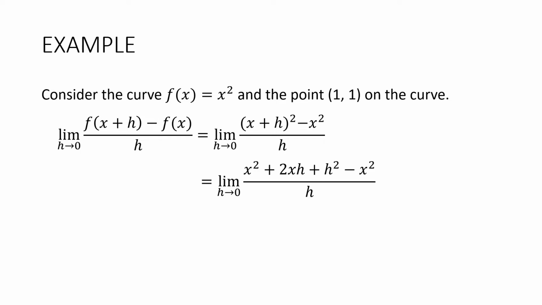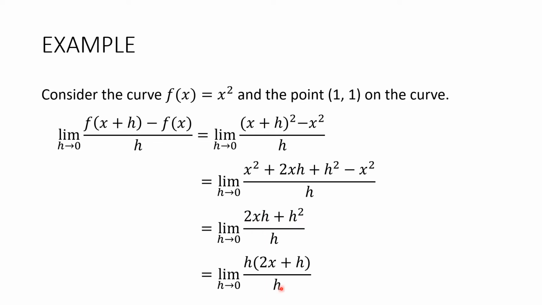Expand this out. This is x squared plus 2 times x times h plus h squared. Take away x squared. Make sure that makes sense to you. We can cancel these x squared terms and end up with this. Factorize h out of the numerator, those h's will cancel out. And now I can substitute my 0 in because I've got rid of the denominator.